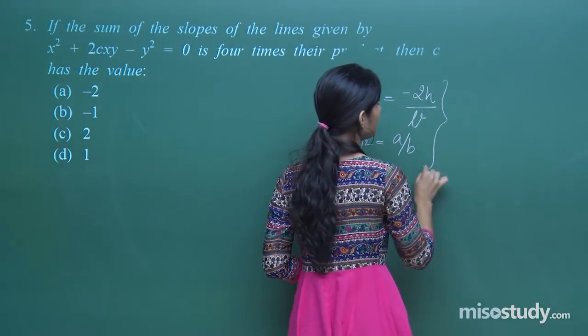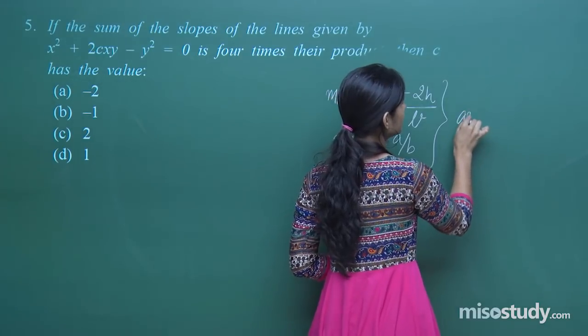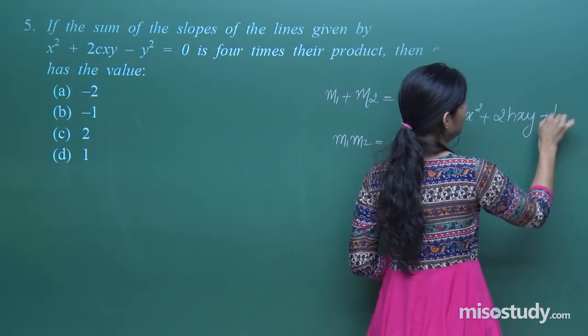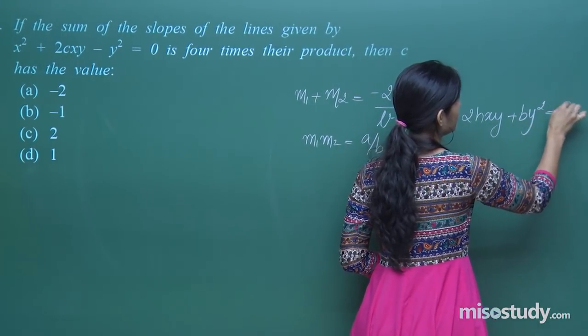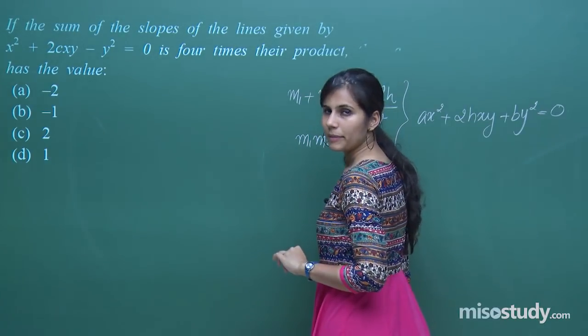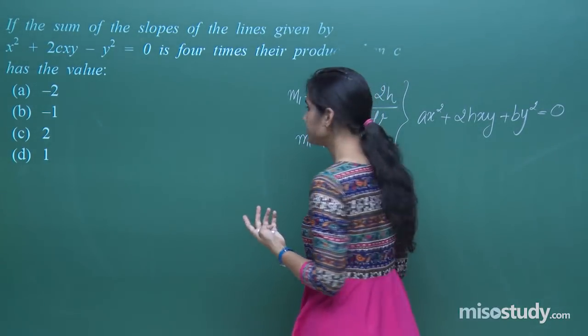Fine, when I am talking about the equation ax square plus 2hxy plus by squared equals 0, fine, that's what is given to you. Combined equation of the two lines passing through the origin.